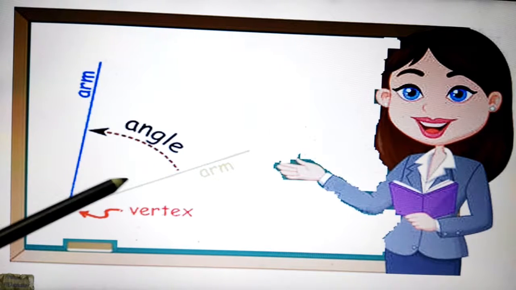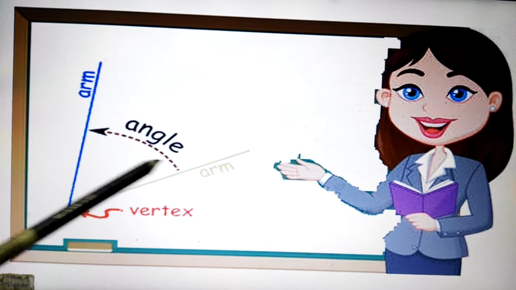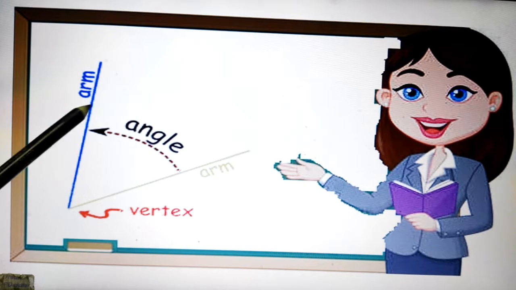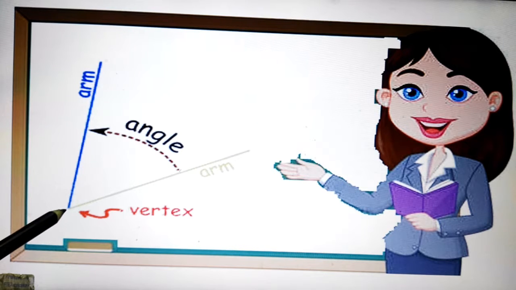These two lines are called arms of the angle. The distance between the two lines is angle. The common point is called vertex of the angle.